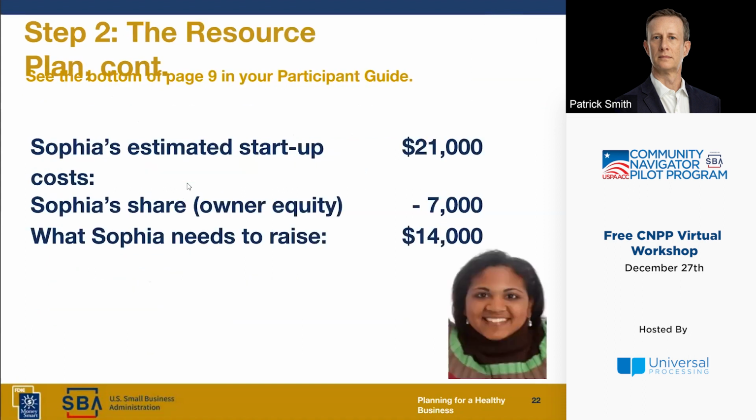So step 2 of the resource plan continued. And again, if you have the participation guide, you can see this at the bottom of page 9. Sophia's estimated startup cost is $21,000. Sophia's share, meaning she has $7,000 on hand that she can invest in the business, whether that's in her savings or her rainy day account. So now Sophie realizes she needs to raise another $14,000 to launch her business.